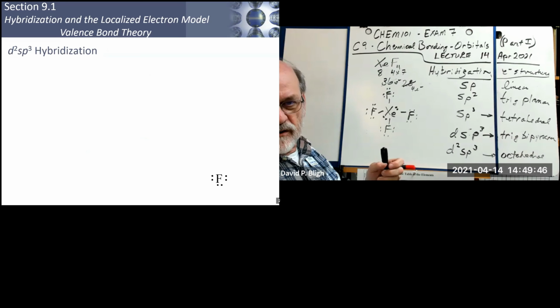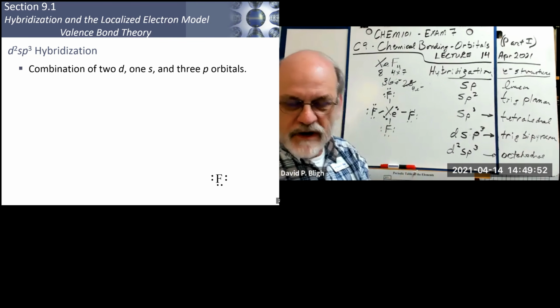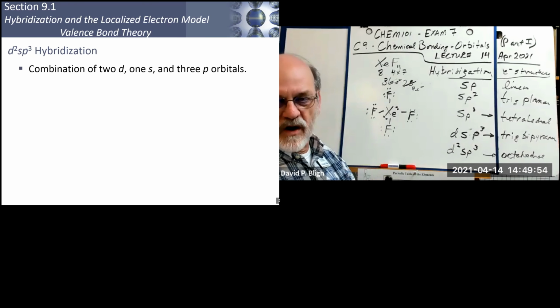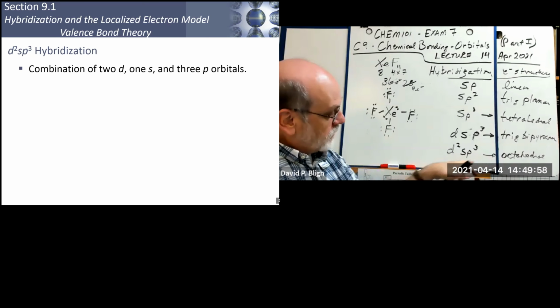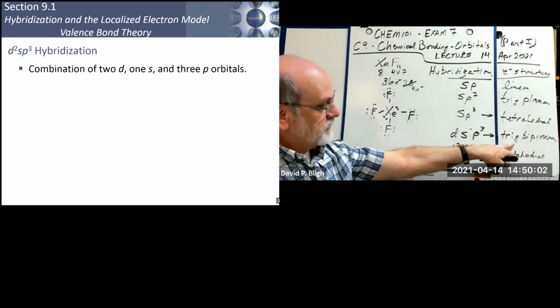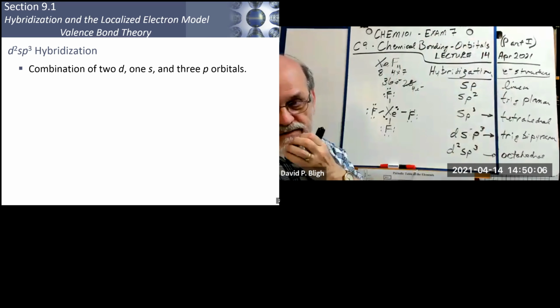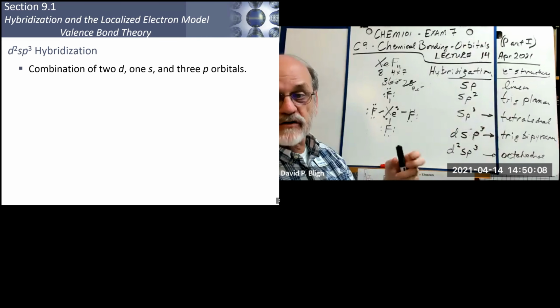So that's how we use hybridization to fit with the VSEPR model. It gives us a structure, and we say, all right, what do you need? Well, you need 6. Here you need 5. Here you need 4. Here you need 3. There you need 2. Hybridized orbitals.